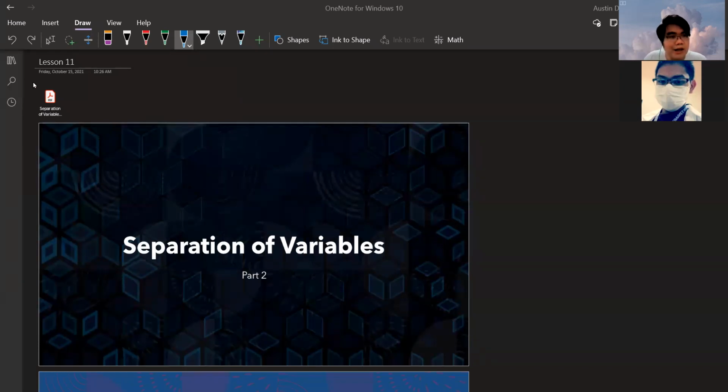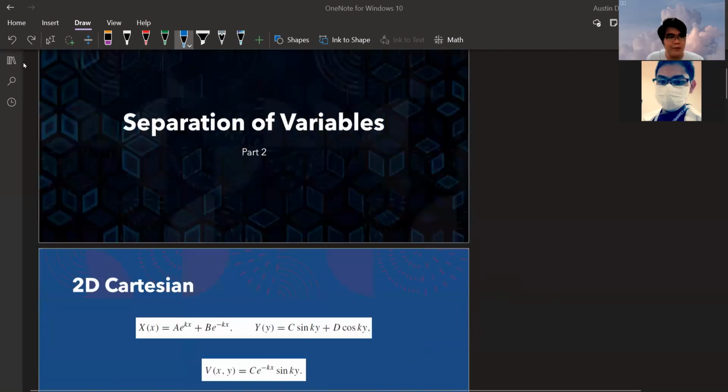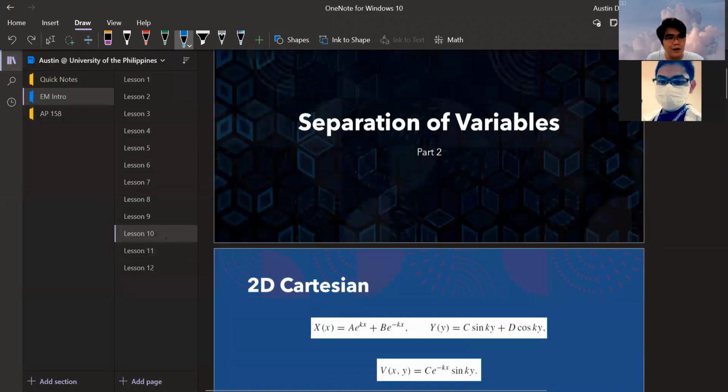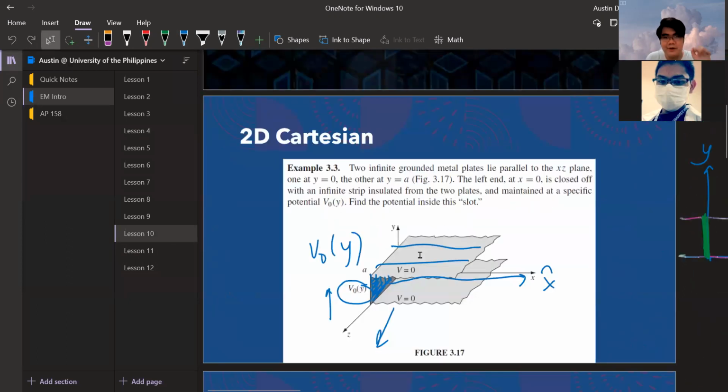So, itutuloy natin yung lesson natin kahapon which is about separation of variables. Okay? So last time, we're solving a problem. Di ba? Yung problem natin kahapon. Baka kasi nakalimutan na natin. So ito yung problem natin kahapon.